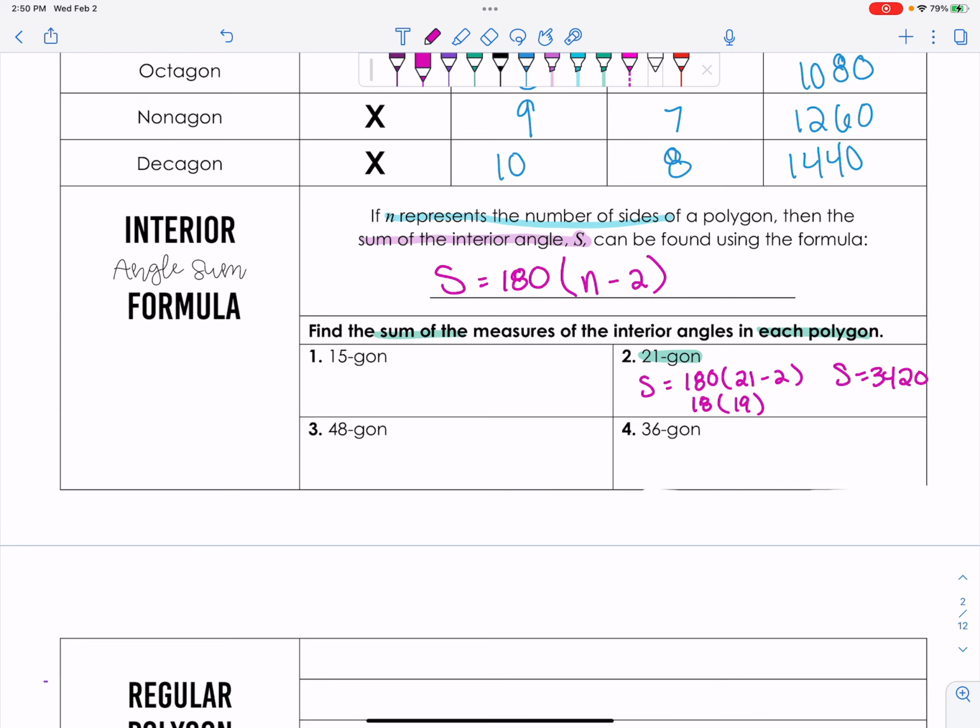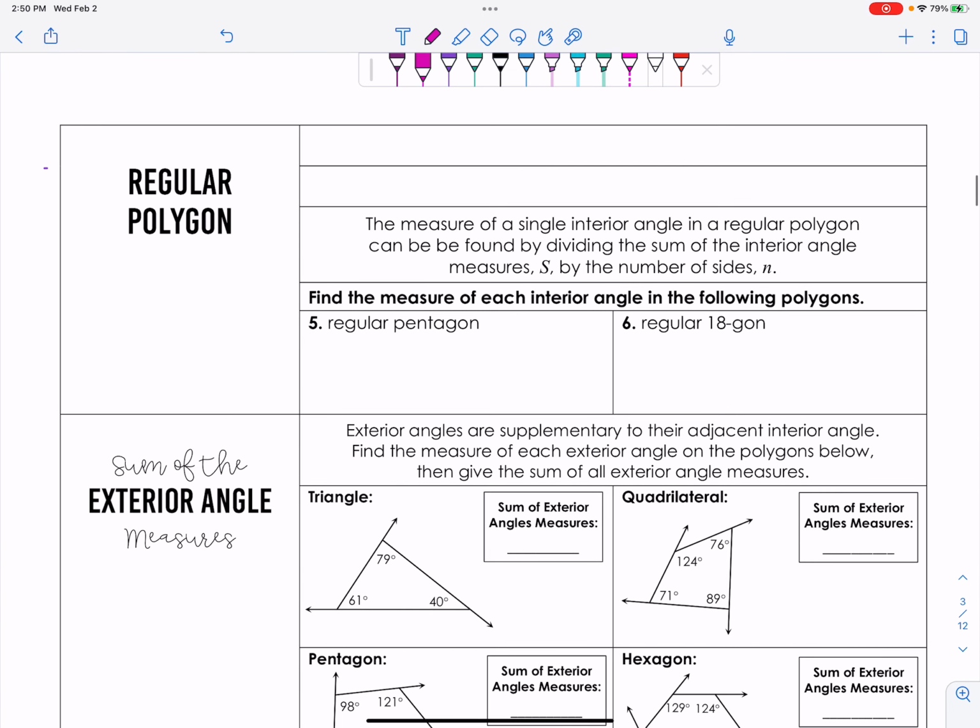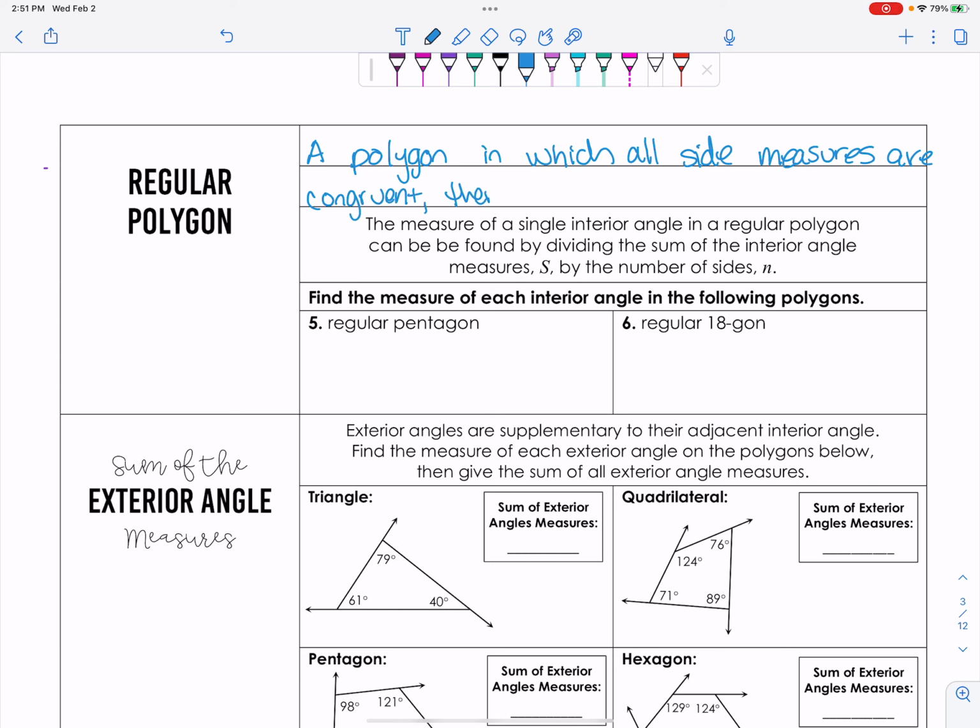Now we're going to look at what is called a regular polygon. We're going to take this one step further. A regular polygon is a polygon in which all side measures, I should say, are congruent, which means, therefore, all angle measures are also congruent.